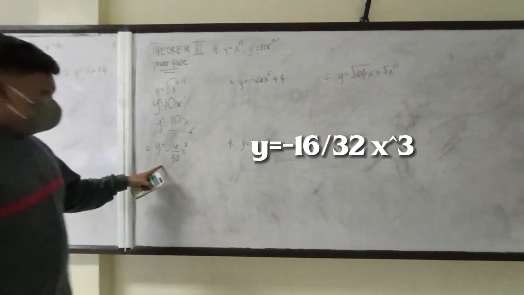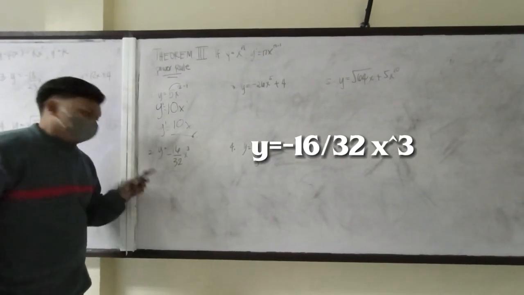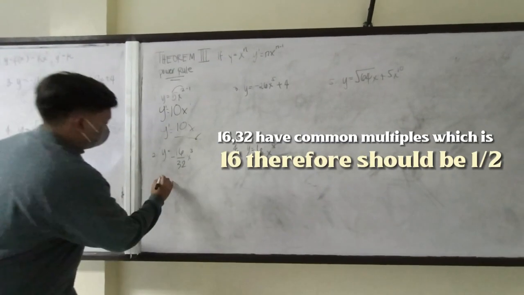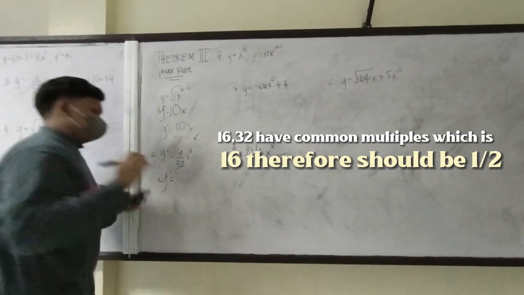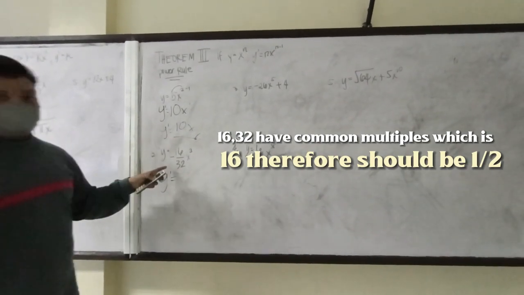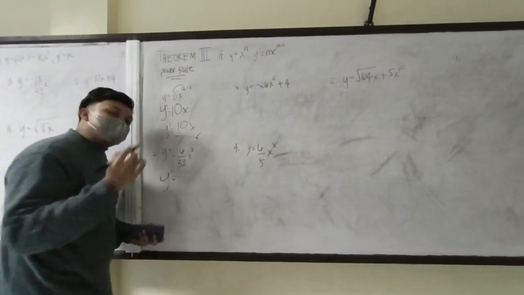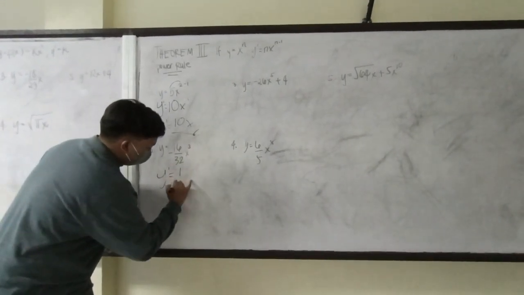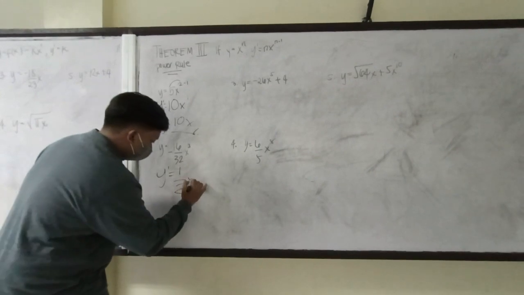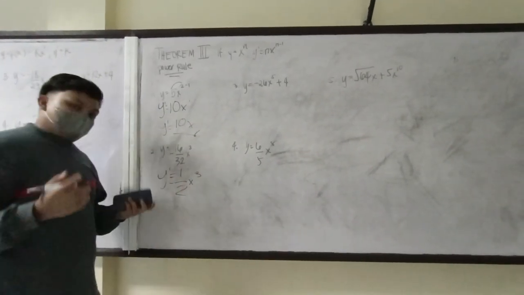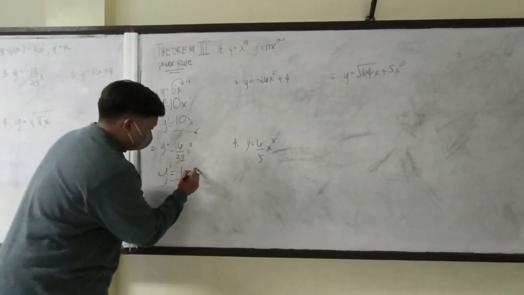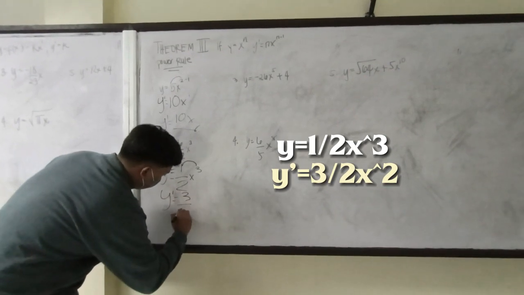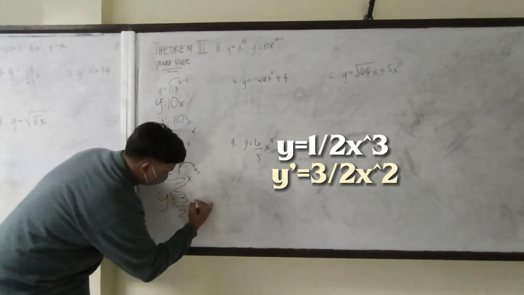Next, y equals negative 16 over 32x cubed. Since 16 over 32 are common to each other, they should be expressed in lowest terms. So basically, we should end up with 1/2. So it is negative 1/2 x cubed. Then we should apply the power rule on the lowest term. Then we should end up with negative 3 halves x squared.